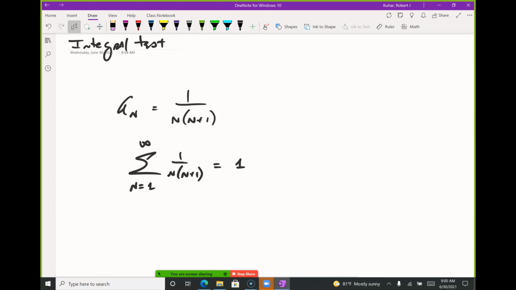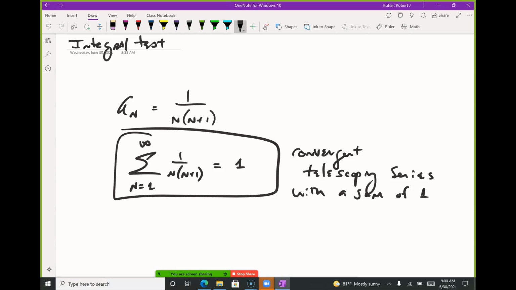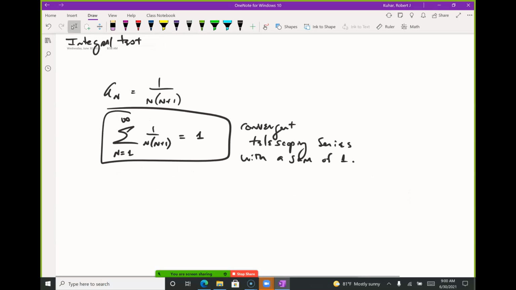So I'm going to compare this particular thing. We showed this yesterday, right? It's a converging telescoping series with a sum of 1. What we want to do is verify that the integral test shows us it is also convergent, right?